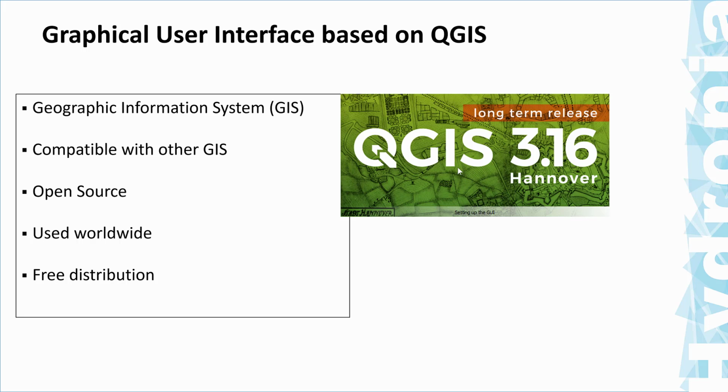Actually, the installation that we provide for Hydrobit Flood already includes QGIS 3.16. So you don't need to install the software separately. It installs directly when you install the complete system.